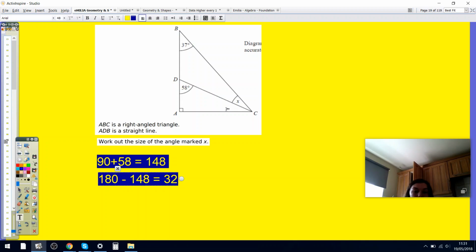Then that must mean that corner adds up to 53. So then you do 53, take 32. So then that gives you 21. And that's it? Yeah, that's X.